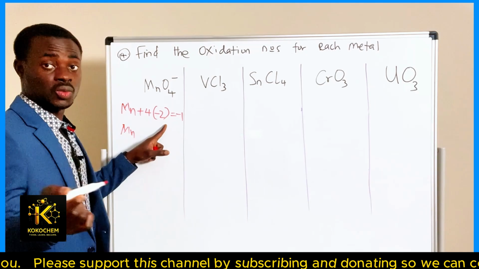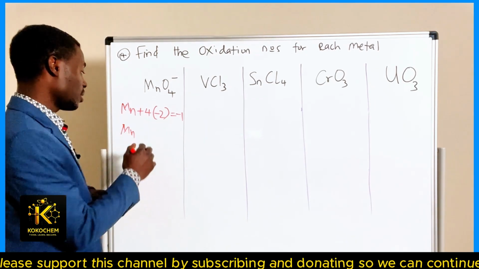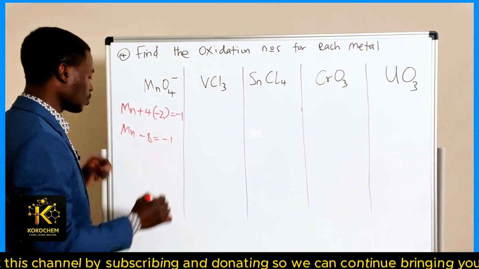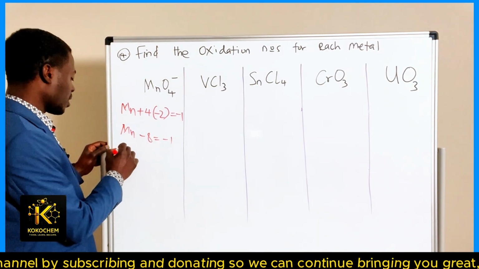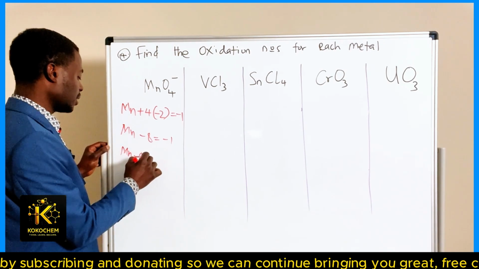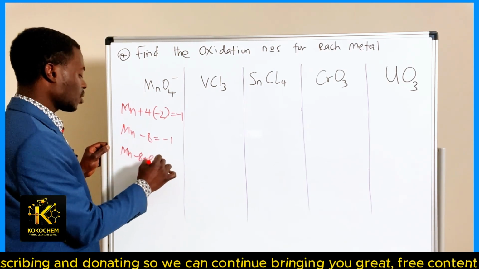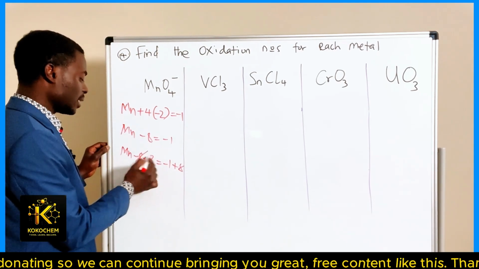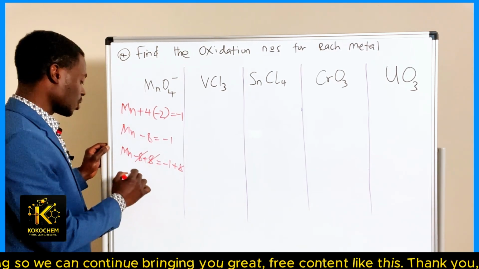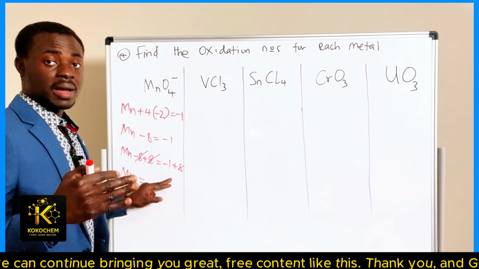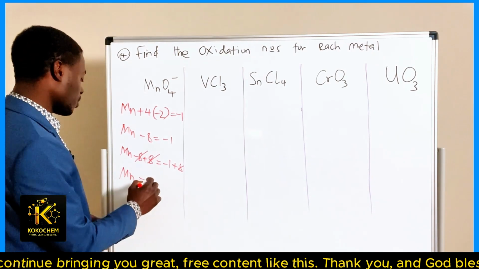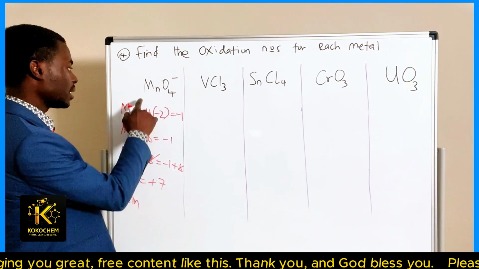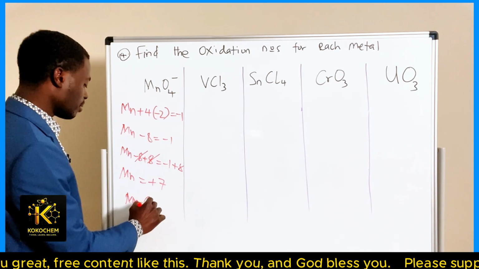So Mn plus 4 times -2, this is like algebra, okay? It's going to give you Mn minus 8 equal to -1. So then you have Mn minus 8 plus 8 equal to -1 plus 8. The -8 cancels out the plus 8. So you have Mn equal to -1 plus 8, which will give you plus 7. So the oxidation state for manganese in this compound will be plus 7.